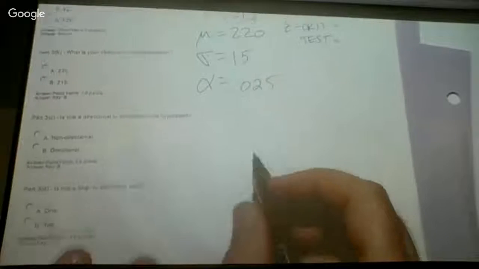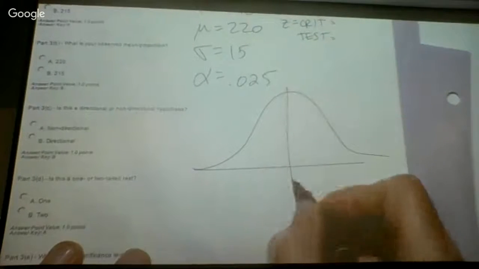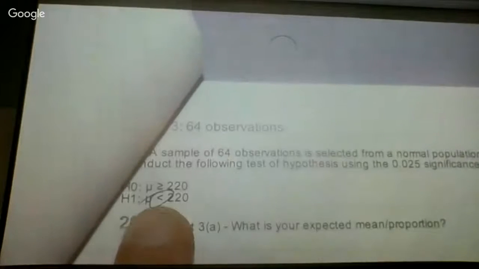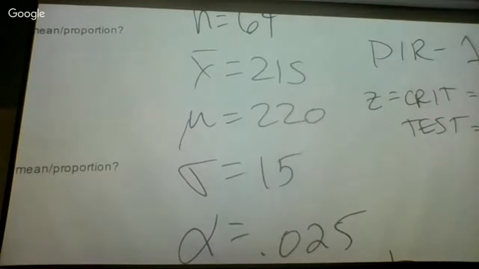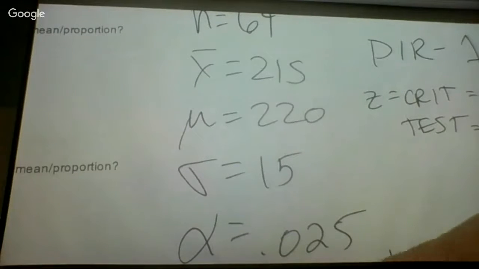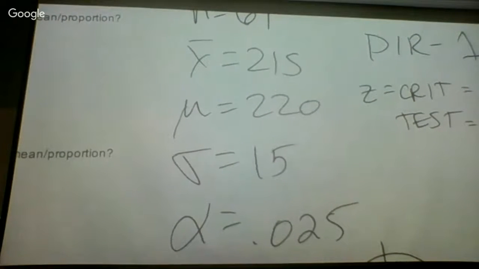I want to draw a picture. I need a tail according to that hypothesis. Should my tail be on the left or the right-hand side? Left. That's less than, and less than sounds like left. Critical value is the name of the value which divides a distribution into a region of acceptance and a region of rejection.